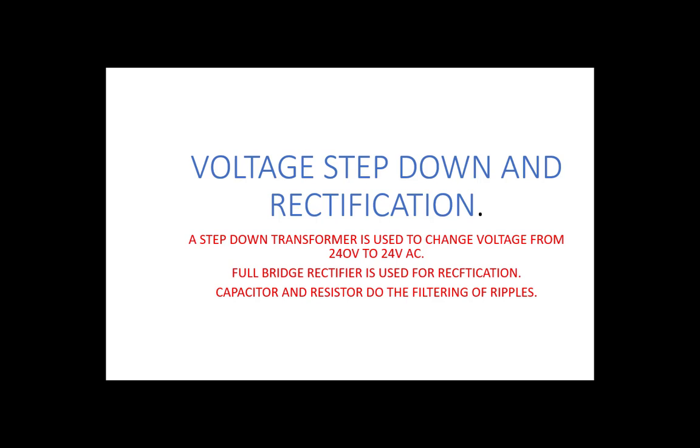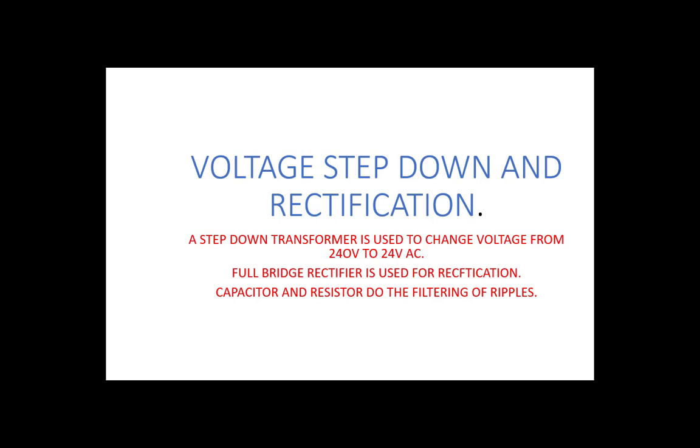Then you are going to use a bridge rectifier to change the voltage from 24 volts AC to 24 volts DC. After rectification, the voltage is not stable, it is fluctuating. Yes, it is DC, but it is fluctuating. So we have to find a way whereby we have a stable voltage.